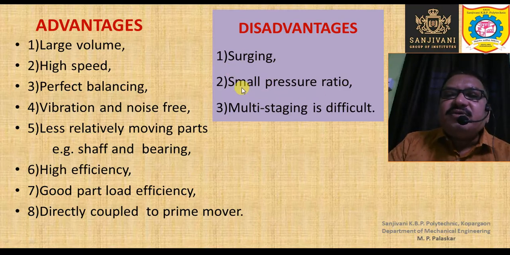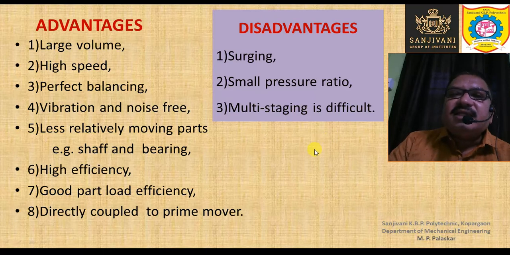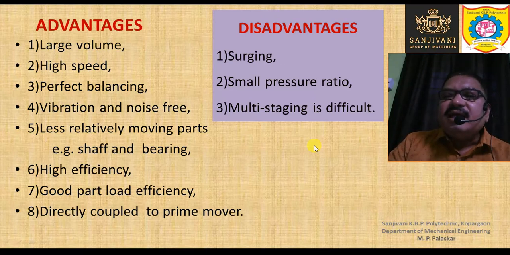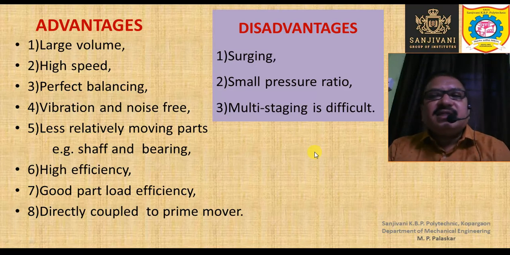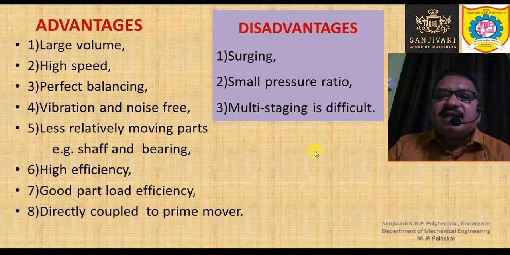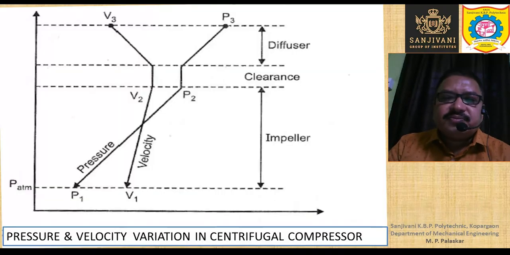The pressure ratio obtained in the centrifugal compressor is small, and multi-staging is difficult in the centrifugal compressor. So though we try to increase the pressure ratio by multi-staging, multi-staging itself is difficult in the centrifugal compressor. Therefore centrifugal compressors are used mainly in those applications where the discharge pressure required is low or the pressure ratio required is low.